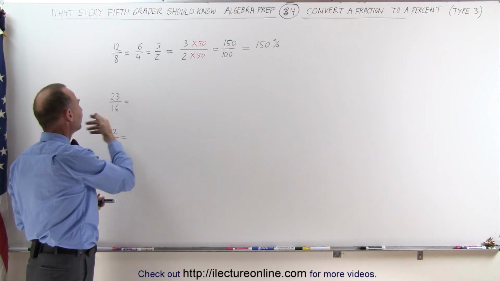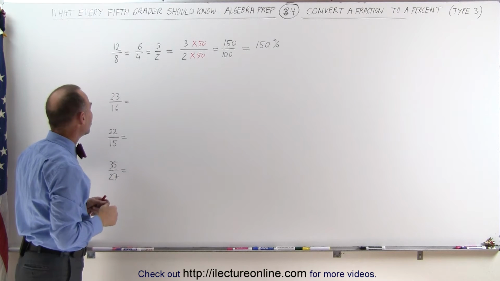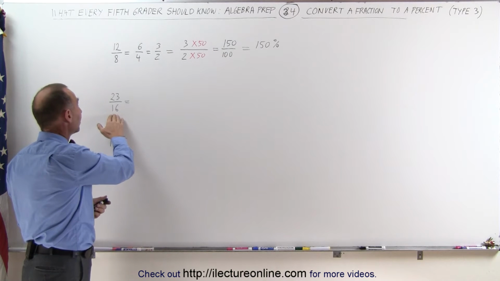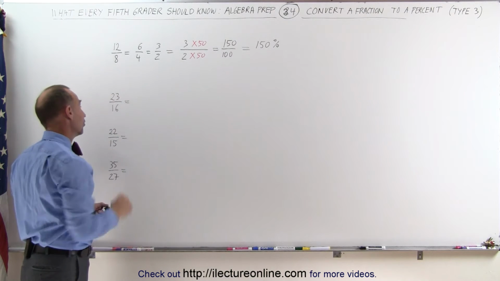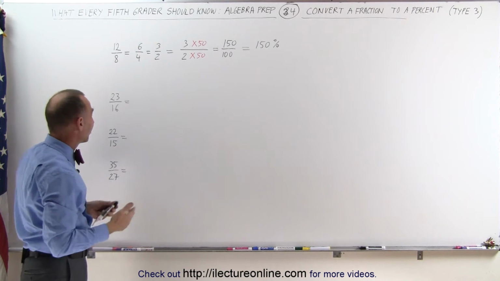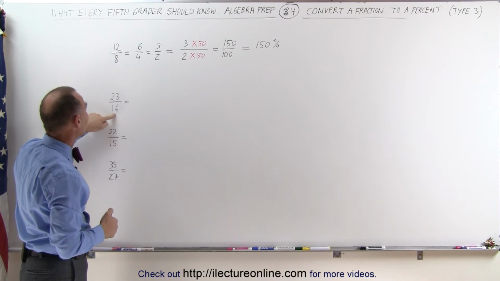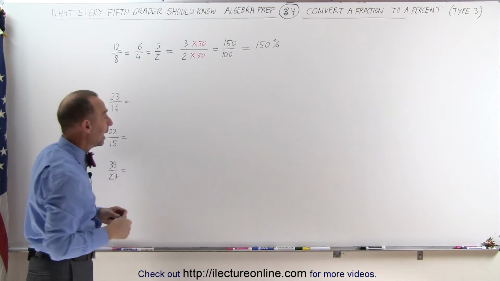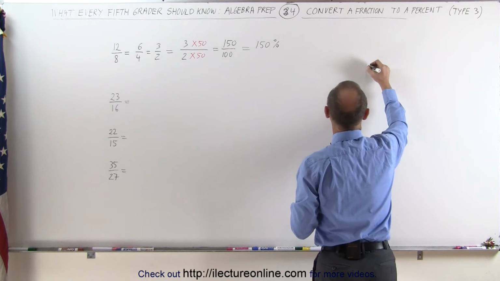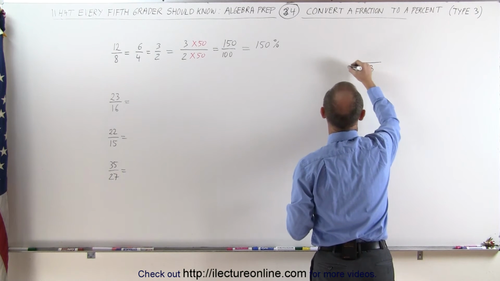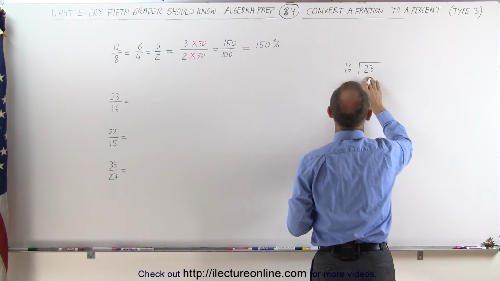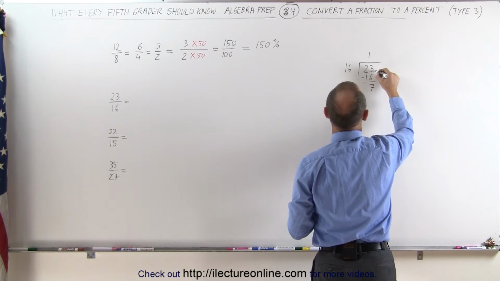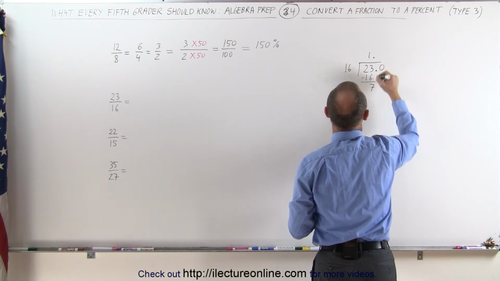How about this one? Well, we don't have an even number in the numerator, so we cannot simplify that any further. I do know that my answer is going to be something bigger than 100% because the fraction is bigger than 1, but we can't simplify it. I can't take the denominator and turn it into 100. So the next thing to do would be to do a long division and see what happens. We take the numerator, 23, and divide it by the denominator, 16. 16 goes into 23 one time. 1 times 16 is 16. The remainder is 7. I put a decimal point there, add a 0.